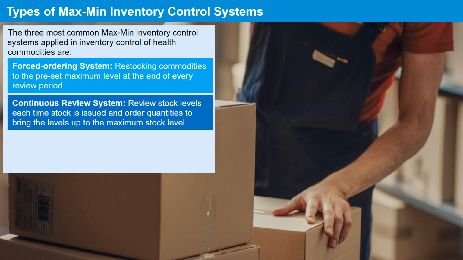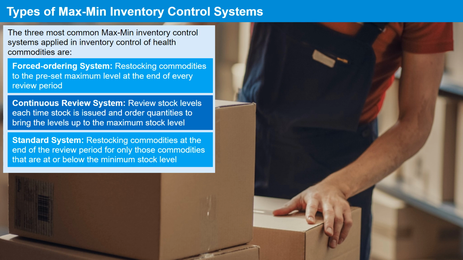If the stock is at or below the minimum stock level, enough stock is ordered to bring the levels up to the maximum stock level. Standard system is the system for restocking commodities at the end of the review period for only those commodities that are at or below the minimum stock level.